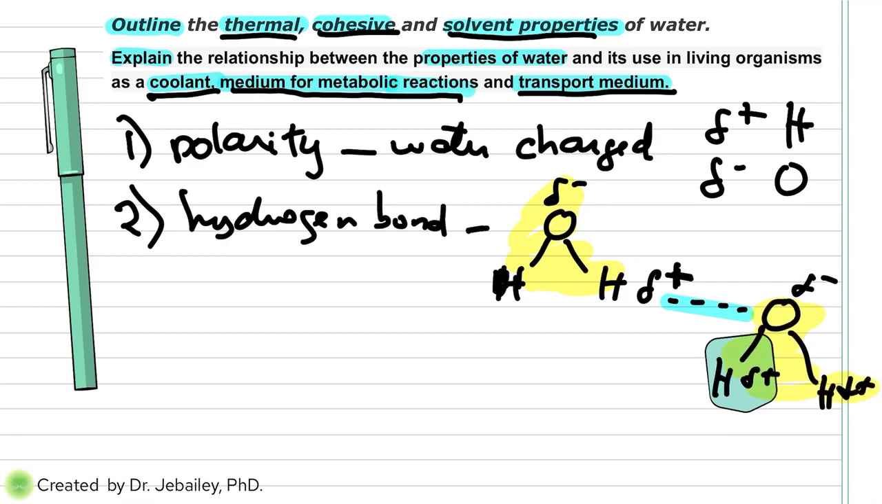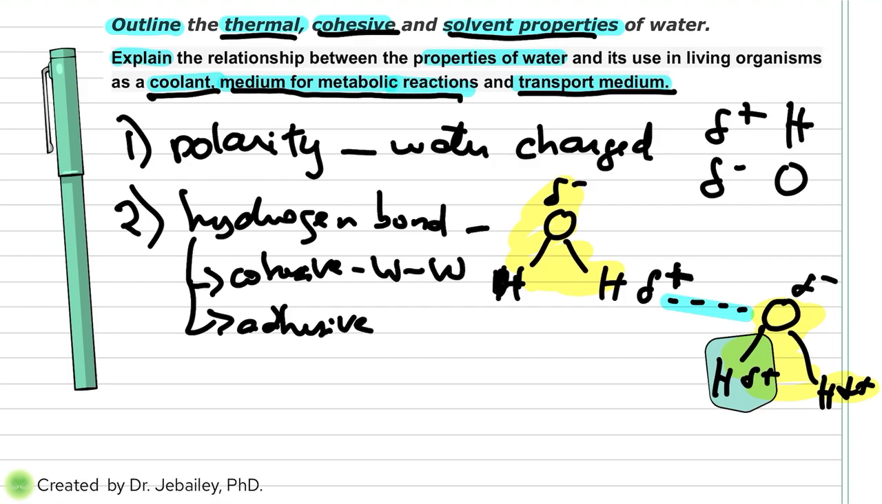Now, this leads to 2 types of properties that we have here, which are cohesive as well as adhesive. The only difference is that cohesive is a water molecule attaching to another water molecule, while adhesive is a water molecule attaching to other types of molecules that are not water. So this is another property that water has.